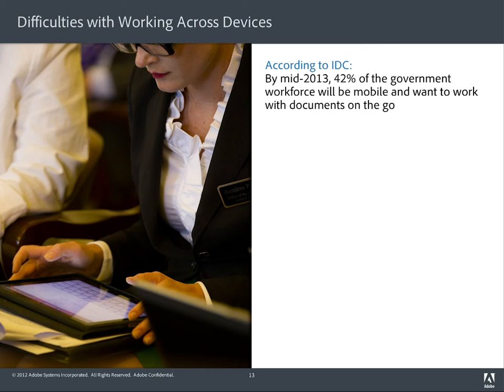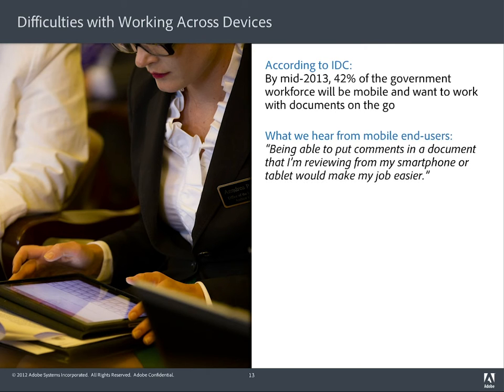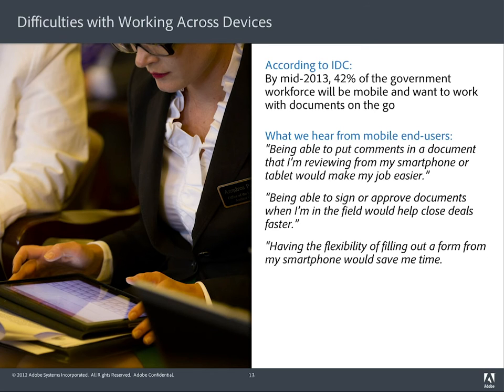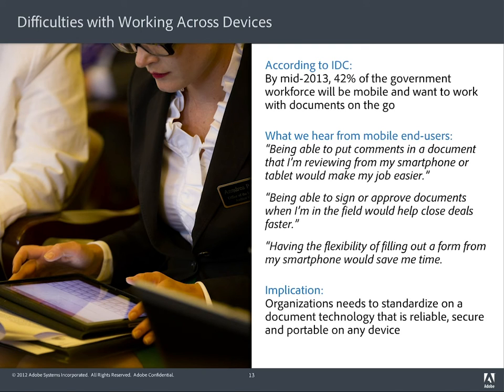In our own research, mobile end users tell us that they would like to be able to perform tasks such as commenting directly in documents that they receive, electronically signing or approving their documents, and filling out and submitting a form. So while there's definitely a clear demand from mobile government users to work with documents across all of their devices, it also adds further complexity into the IT environment.